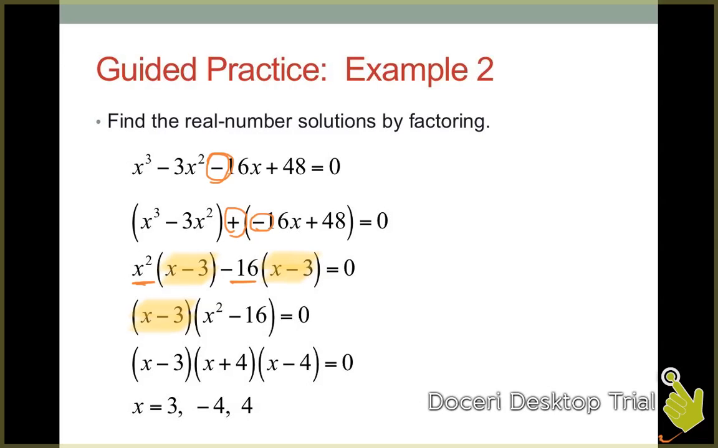And then we're left with x squared minus 16 there, which can be further factored into x plus 4 and x minus 4. So our three factors end up being x minus 3, x plus 4, and x minus 4. Since the product they give us is 0, then setting each factor equal to 0 gives us our possible solutions of 3, negative 4, and positive 4.